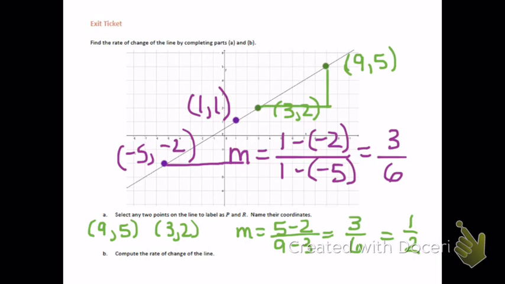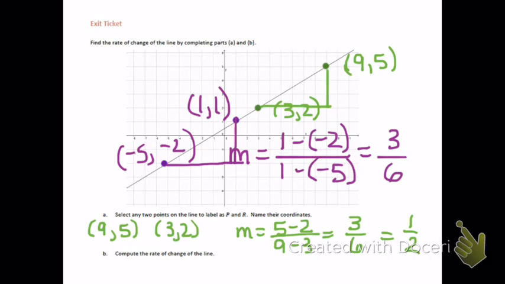I'm going to draw over it, right there. That's the same slope triangle, just with negative coordinates. And so I get the same slope of 3 over 6, which is 1/2. It doesn't matter what I do.